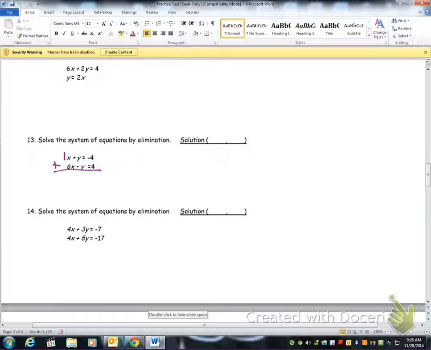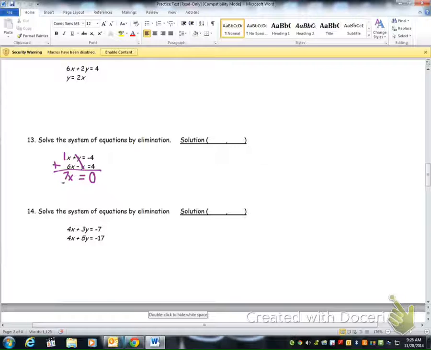All right, 1x plus 6x gives us 7x. 1y and minus 1y gives me no y. And negative 4 plus 4 gives me 0. Now, this is probably where a lot of people got confused, because for some reason zeros throw you all for a loop. Okay? 0 is a number.